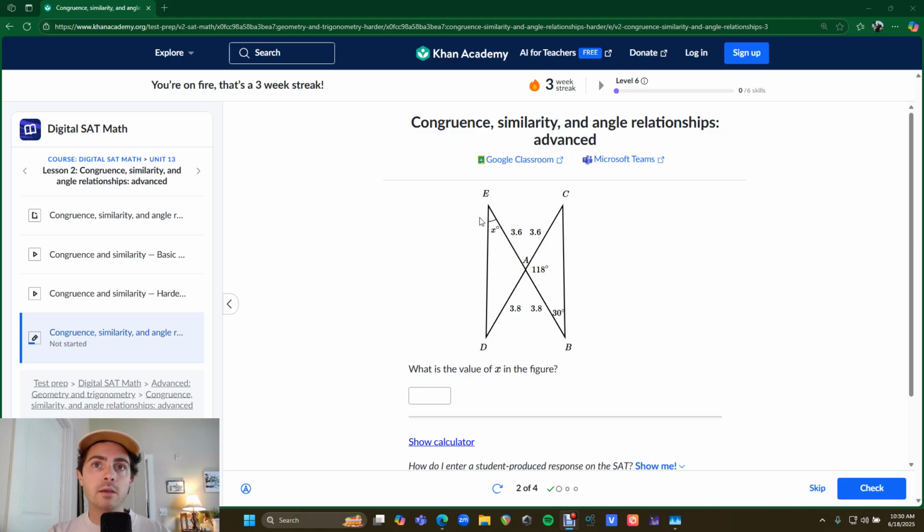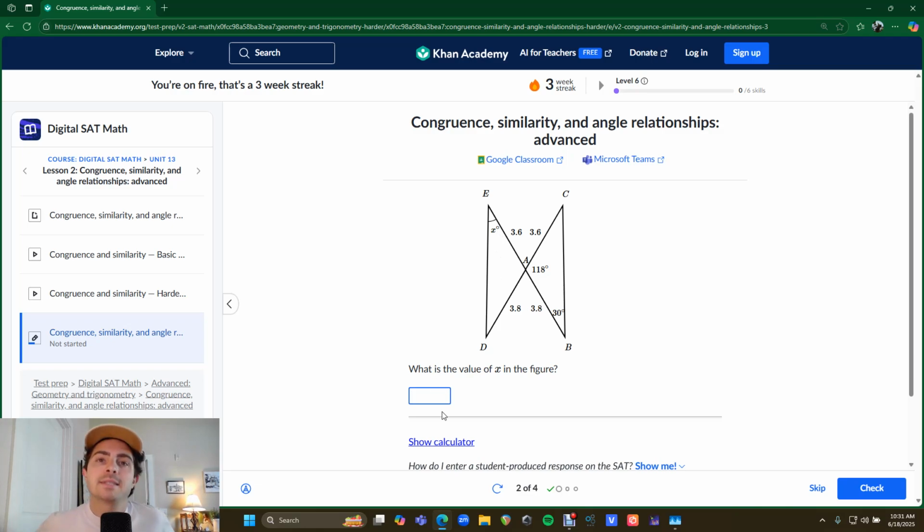So if E and C are congruent, then if we can find C, which we can, then we will know what E is because they should be congruent. So let's go ahead and find C while we're at it. We know that the three interior angles of a triangle add to 180. So if we do 180 minus 118 minus 30, we will get this angle. So let's do that real quick. 118 plus 30 is 148. And then 180 minus 148 would be 32. So if C's angle measure is 32, then E's is also 32. Therefore, x is equal to 32.